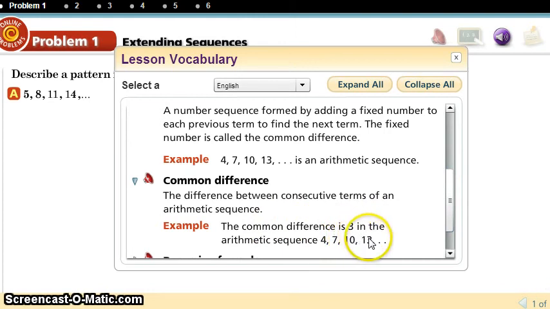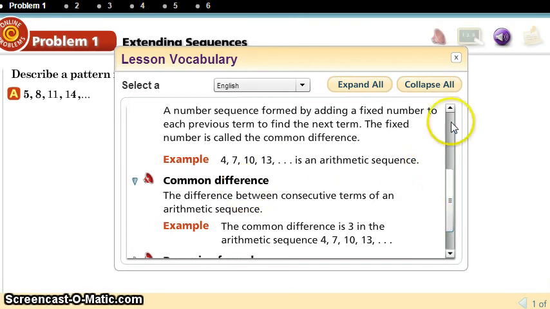Now occasionally your sequences look like they are decreasing, so it looks like you're subtracting, and you are. The other way to look at subtraction is by adding a negative number. So you're still dealing with addition, still considered a common difference. You just might have a common difference that's negative instead of positive, and that's okay.